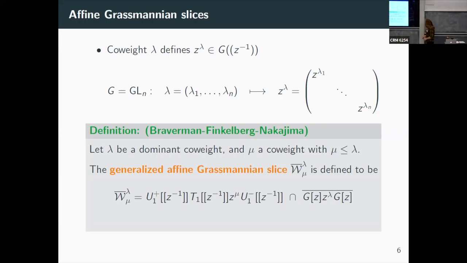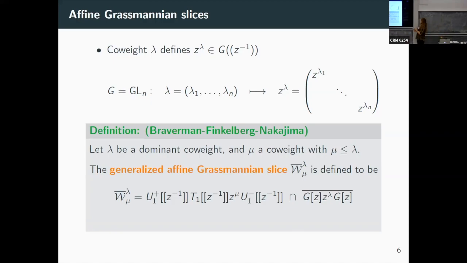Then something called a generalized affine Grassmannian slice is defined in the following way. It's a little bit of a mess. I'll just point out that this is all happening inside G of z inverse, this funny Laurent series group. There's a lot to unpack here. There are two parts: one involves lambda, one involves mu. They are happening in opposite directions. Here you're seeing stuff involving polynomials, so the powers of z are getting bigger. Here you're seeing stuff involving z inverse, so the powers are getting smaller. And you're intersecting them, so you have some sort of bound in both directions.